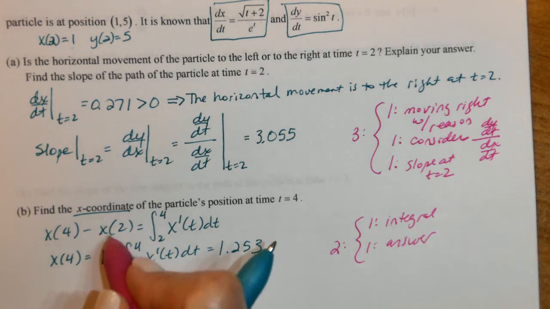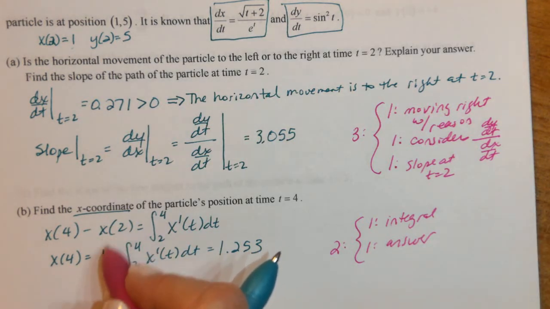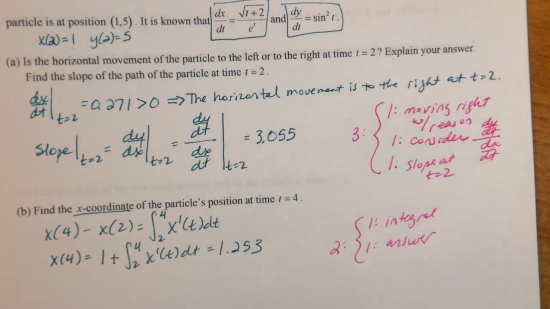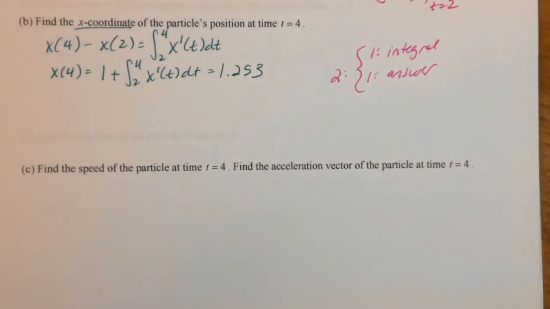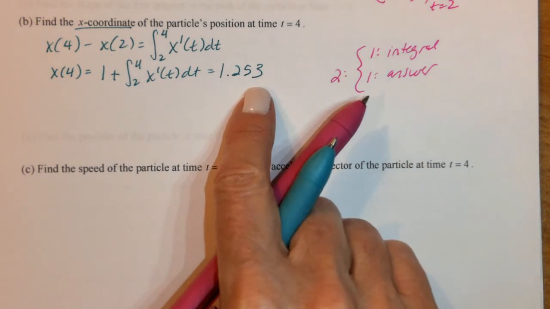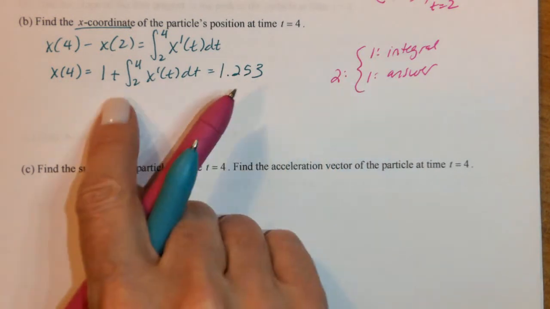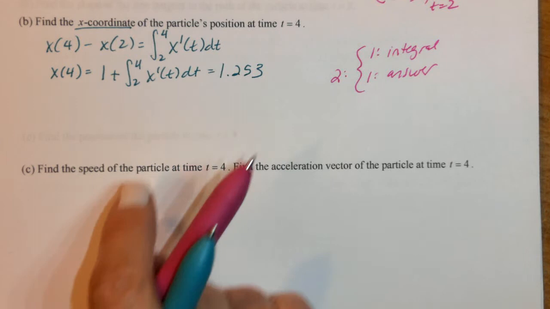So that time they didn't give a point specifically for showing that initial condition, but that is part of the problem. That's part of how we get the answer. And remember, we never just put an answer down without showing what we're doing to get it.